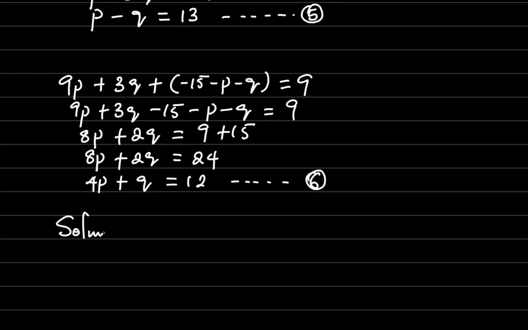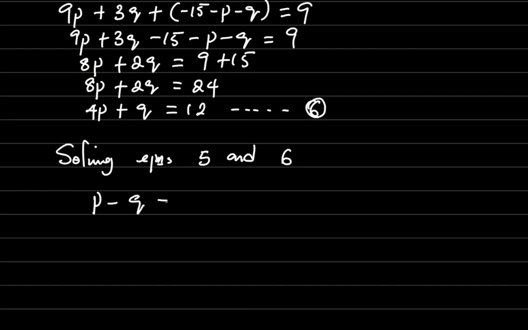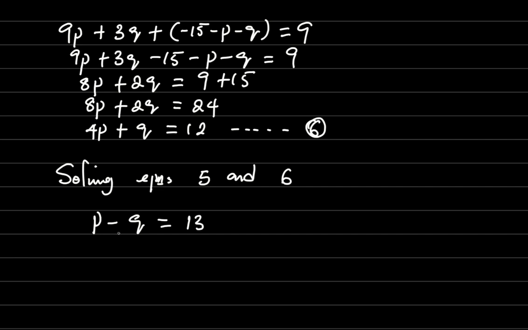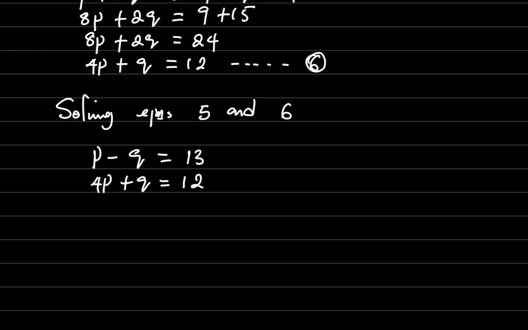Now solving equations 5 and 6 simultaneously. Remember, p minus q is equal to 13. That is equation 5. Then I have 4p plus q is equal to 12. That is equation 6. Now this is very simple in that I have plus q and minus q, so I can actually eliminate q. Then I'm going to add, and this is going to be 5p equals 25. So my p is going to be 25 over 5, and p is going to be 5.